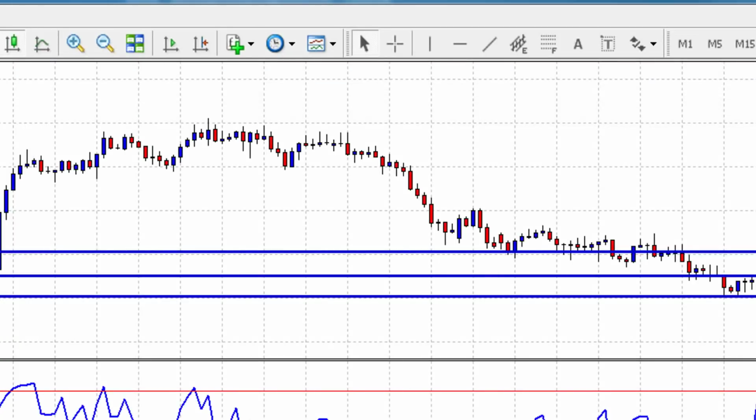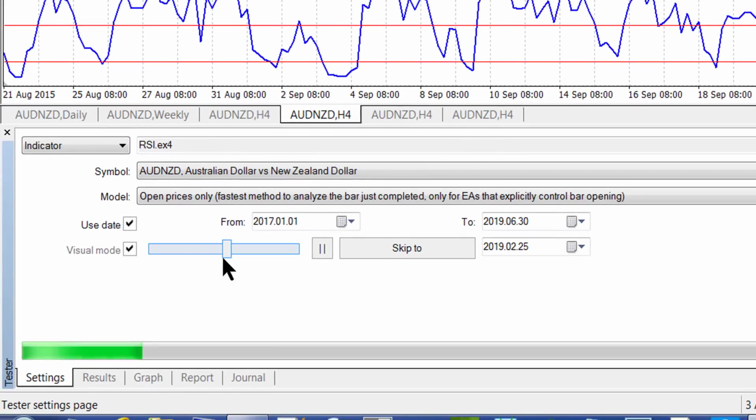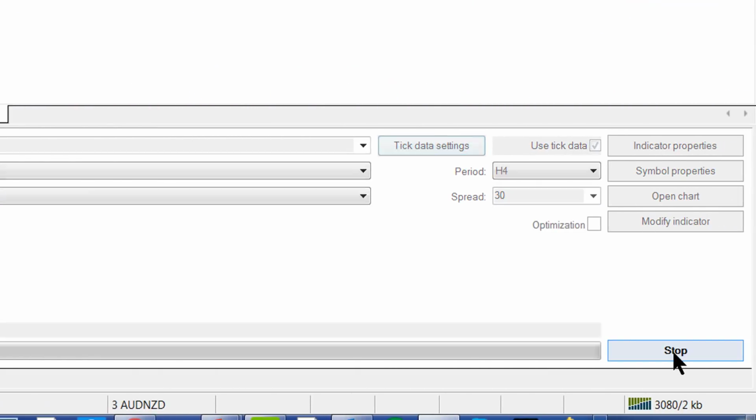And then the big thing here is you click on the visual mode, and what you do is there's a shift here. You shift it right to the left because you don't want it to move too fast when it starts. And what I like is I like using open prices. You should be using every tick, but open prices move a little bit faster. Every tick is very slow. So you now set up to have a visual experience of the RSI indicator trading from the 1st of January 2017, and I'm going to just hit start.